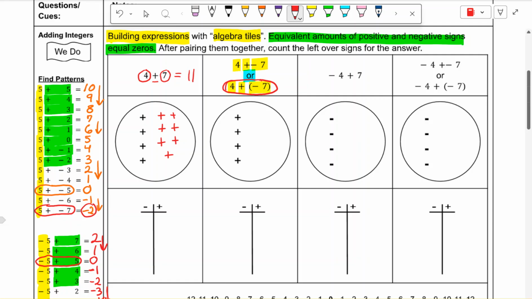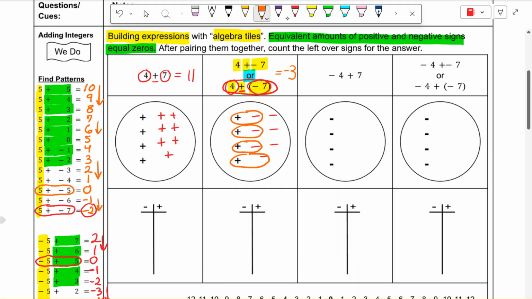We're going to populate the circle with 4, and there they are. And then we're going to add 7 negatives. 1, 2, 3, 4, 5, 6, 7. All right, now we're going to look for making zeros, just like we had in our past lessons. We have a 0 here, a 0 here, here, and here. 4 zeros. Well, what do we have left over? We have 3 negatives, and that's the answer to this problem. -3.